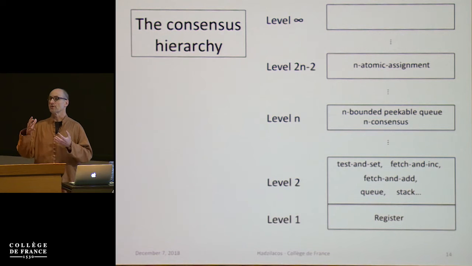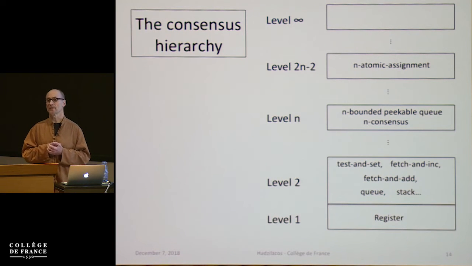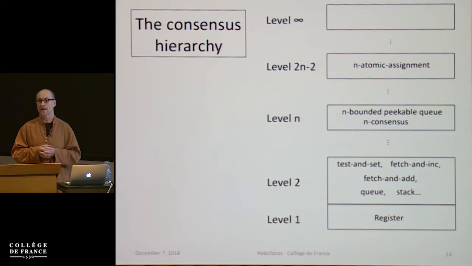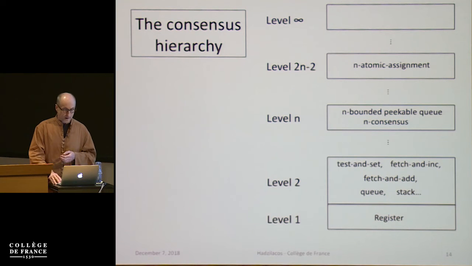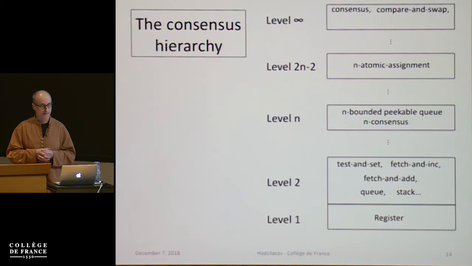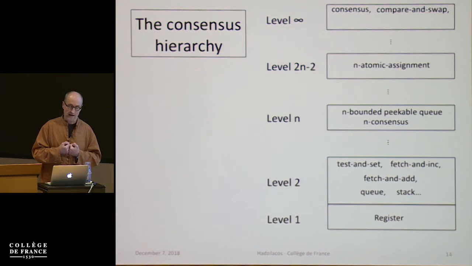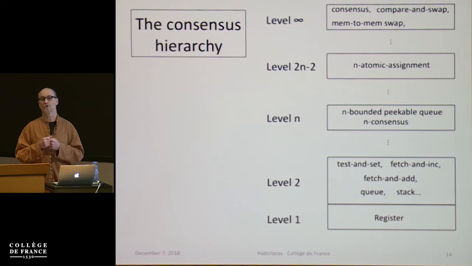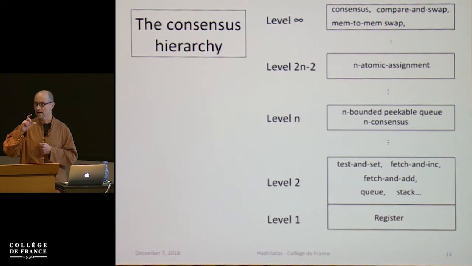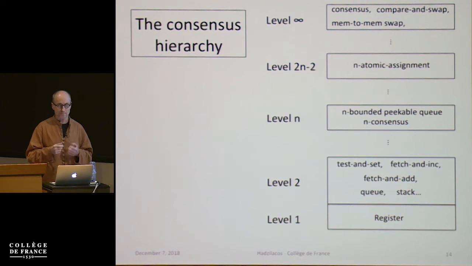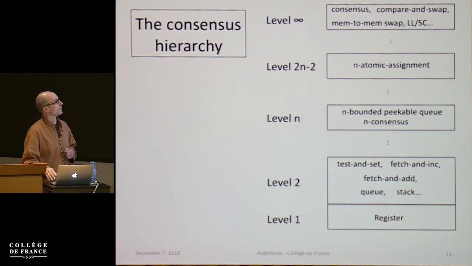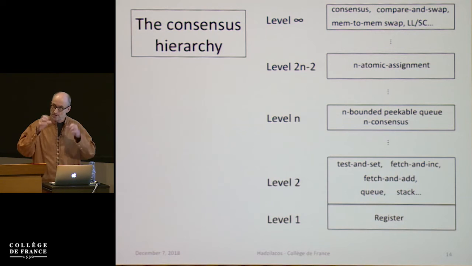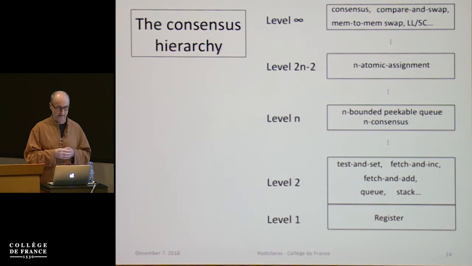N atomic assignment, you can think of it as a shared memory where you can specify n locations and n values, and then in one atomic step assign these values to these n locations. This happens to be in level 2n minus 2. And at level infinity, there are again a whole bunch of familiar objects like consensus or consensus infinity if you want, compare and swap, a register with a compare and swap operation, or a memory-to-memory swap. This is a shared memory in which you can specify 2 locations and then in one atomic step have the contents of these 2 locations swapped, and others. Okay, so this is what the hierarchy looks like. So every object belongs somewhere in this hierarchy, and every level of this hierarchy has something in it.